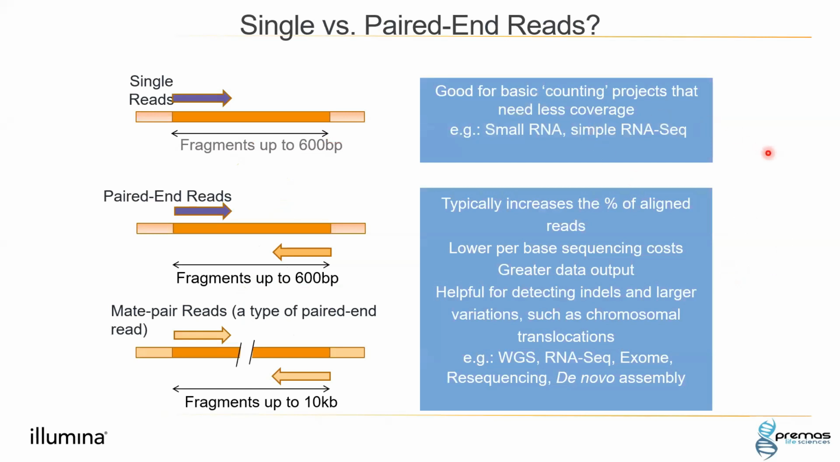So why single or paired end? If your data requirement is very small and your target is also small, let's say small RNA, which is just 22 nucleotides, you can cover it in a single read itself, if you are just doing a basic counting experiment. When you are doing something like de novo, or something in which you need more data and you want to align it, then you go for paired end sequencing.